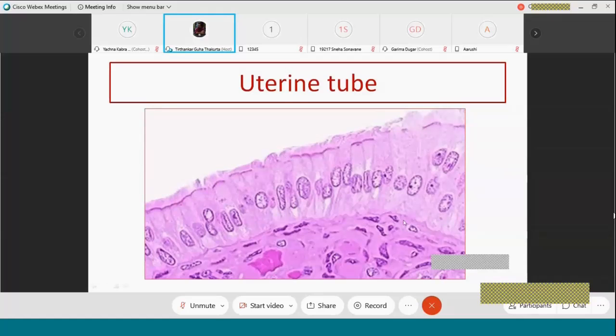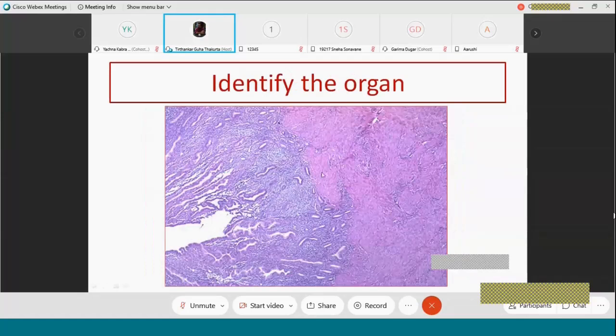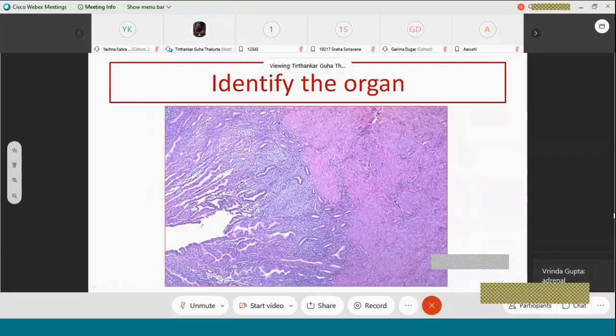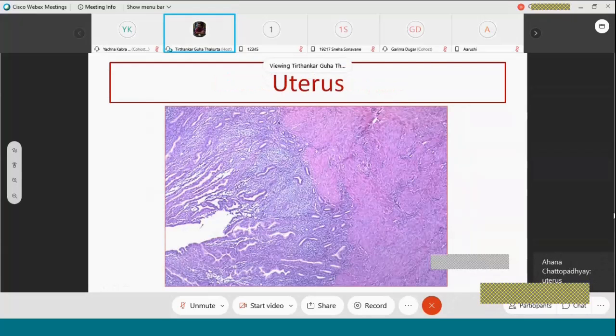Can you identify this organ? A background of dense smooth muscle and outside which there are layers of glands of different sizes. This is typically how the uterus looks like. The outer glandular portion is the endometrium and the muscle layer is the myometrium. So this is the endometrium and the myometrium.